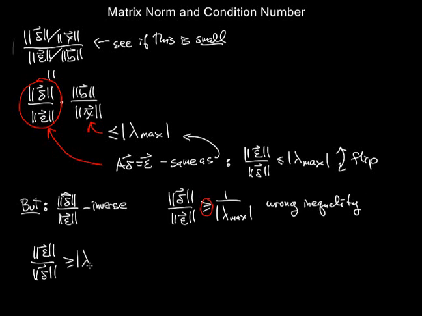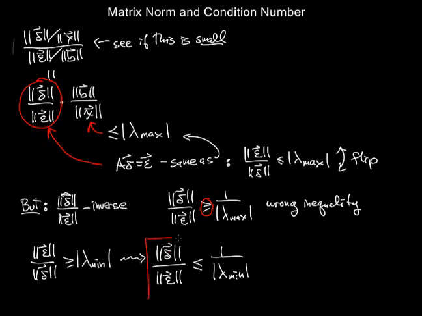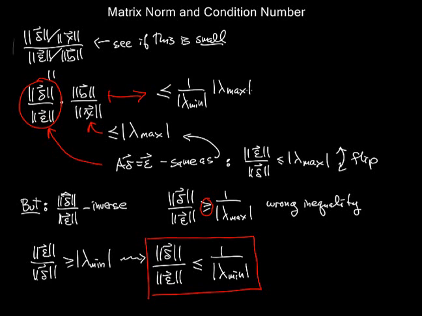A similar argument says that the norm of epsilon over the norm of delta is greater than or equal to lambda min. So when you turn that upside down, you get an inequality of the type that you want. And this ratio is less than or equal to 1 over the absolute value of lambda min. Okay, so this thing that we're trying to make small up here, we now have a bound on it. It's less than or equal to 1 over absolute lambda min times absolute lambda max. So clearly the maximum and minimum size of the eigenvalues are what's important here.